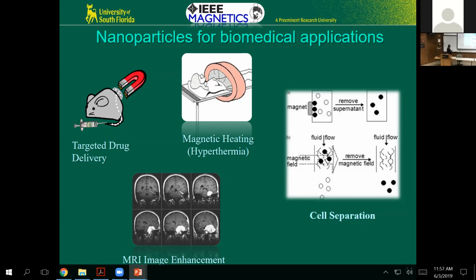Now here's an area that we also work in, and this is basically, you can use magnetic particles to enhance the MRI images, contrast of MRI images. As you know, MRI is a very common tool that's used in hospitals for brain scans, tissue scans. The way it works is based on the principle of nuclear magnetic resonance, NMR, right?